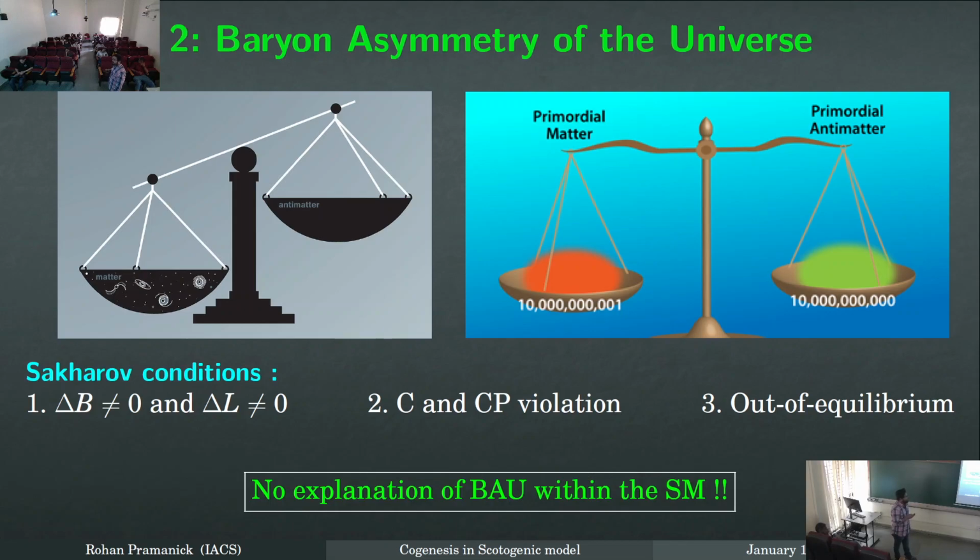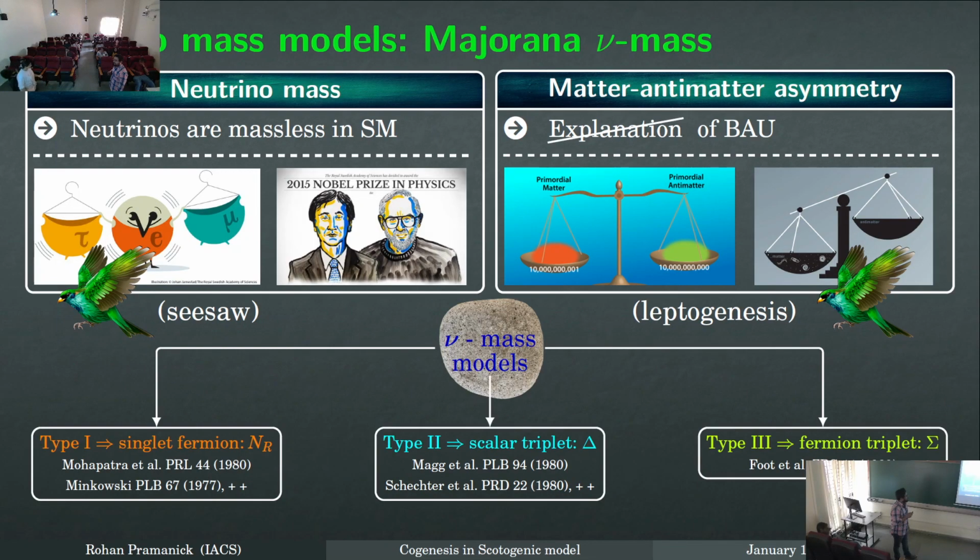Now, in order to tackle both these issues, people have already devised models of neutrino mass which can address both these issues simultaneously. These are known as neutrino mass models. And in order to explain both these issues within the standard model, we need to incorporate higher dimensional terms.